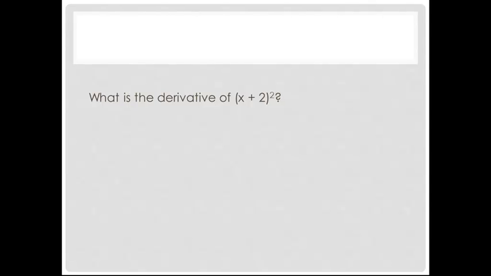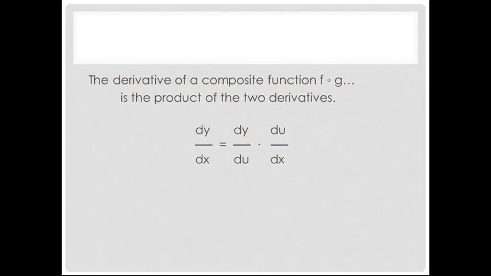x plus 2, all of that squared. It's like you have two functions here. You have one that is x plus 2, and you have another that is something squared. And so this is a composite function. And the way that you can get the derivative of a complex function like that is to break it down into two separate functions.